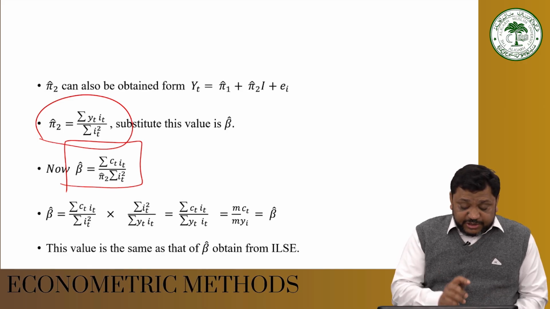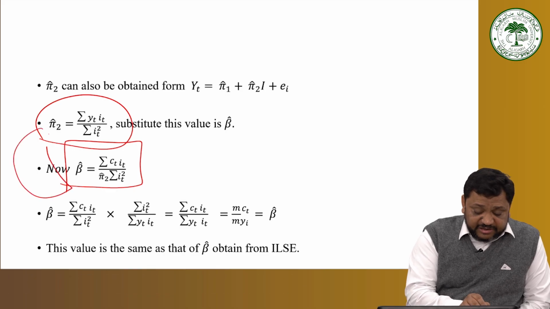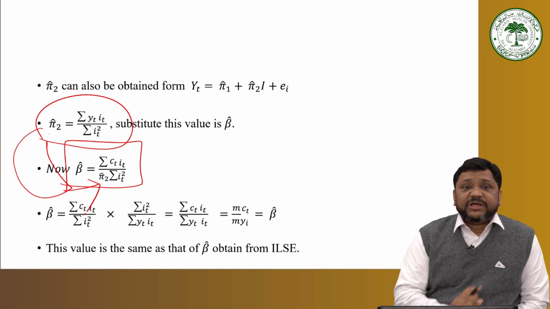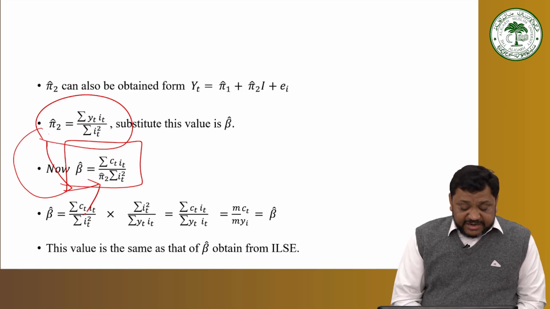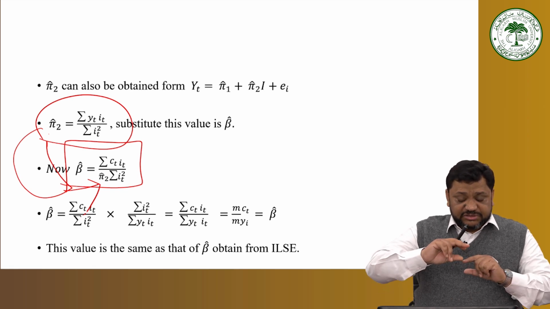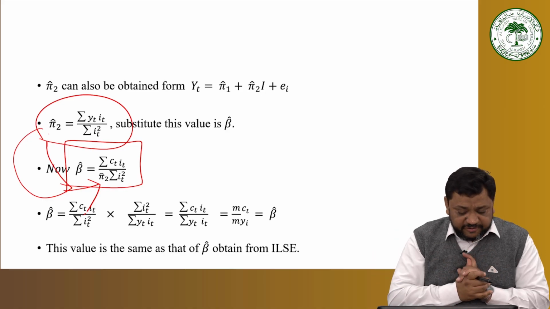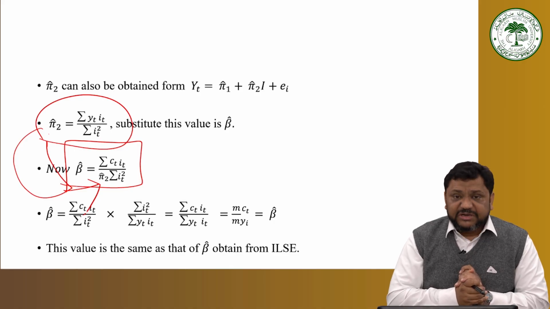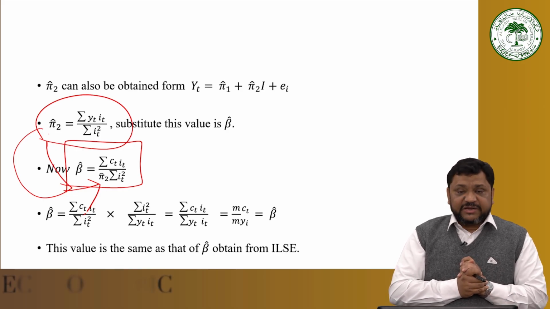Now we substitute the value of pi 2. We have just now from the reduced form, we can take the value of pi 2 and substitute it here in the formula for beta hat. So beta hat is equal to summation ci it divided by summation it square. And since pi 2 is in the denominator, we inverse the formula for pi 2 hat. We write it multiplied by summation it square divided by summation yt it.